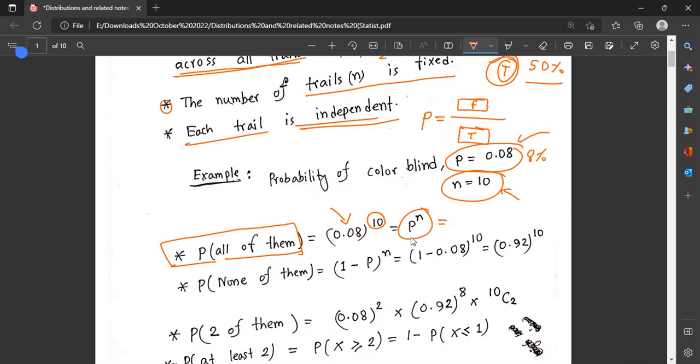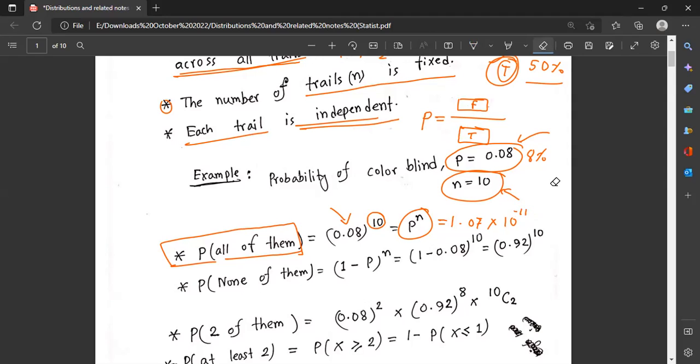Okay, and then if I calculate 0.08 to the power 10, it is a very small probability. So it is 0.07 times 10 to the power minus 11. So a very small probability, okay?